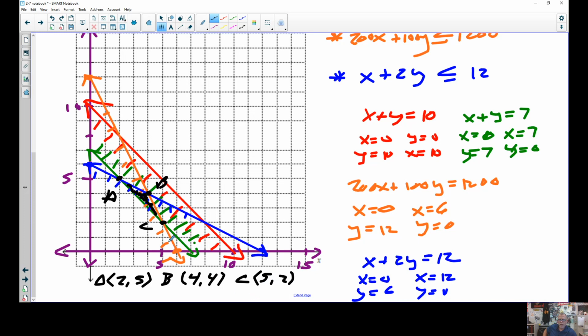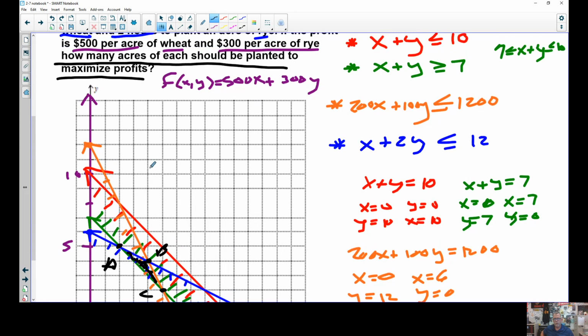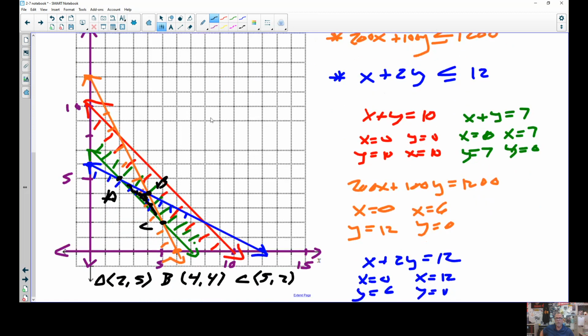So 5, 2, again, checking it. Does it make the green one right? Green one, yes. 5 plus 2 is 7. Does it make the orange one correct? 5 would be 1,000 plus 200 is 1,200. So those are our coordinates. Now we have to remember, what was our function? We've got our coordinates. We've got our feasible region. Feasible region is the name we have for that polygonal convex set again. And now we've got our function to maximize. So f of xy is 500x plus 300y.